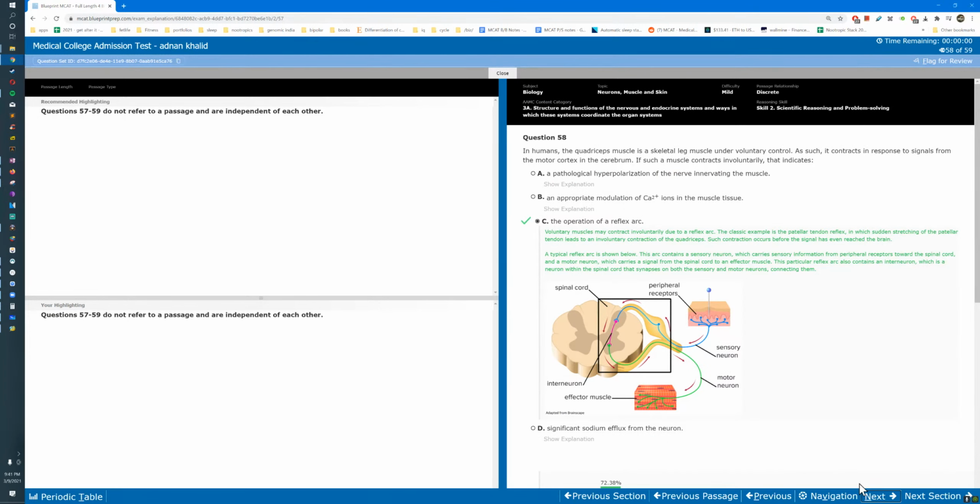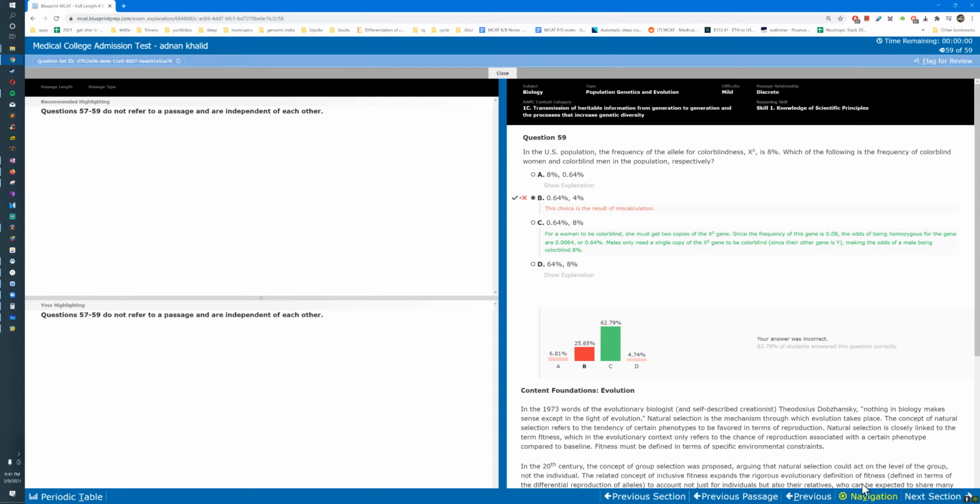This one, you should know how the reflex arc works. This one, I just didn't want to do the math. First of all, I know that color blindness is something that women basically never get. So it's not going to be A or D. And then I was just between 4% and 8%.